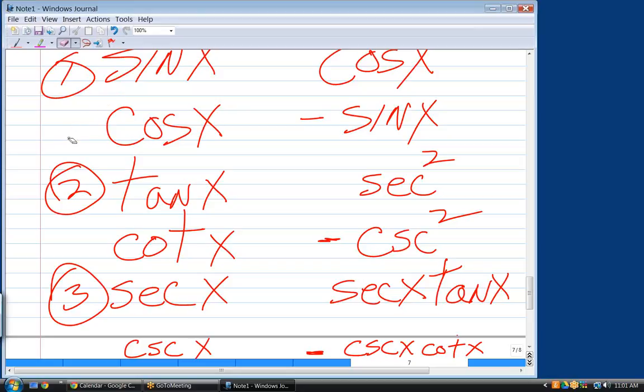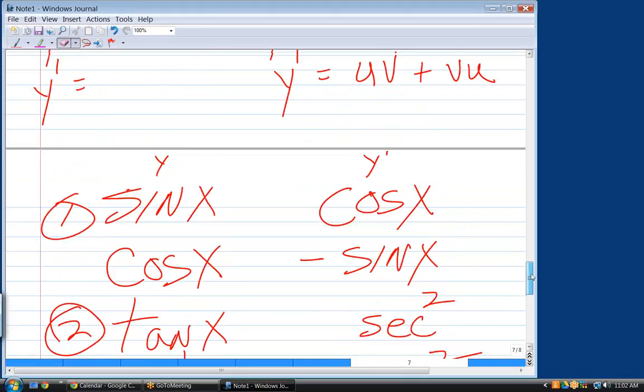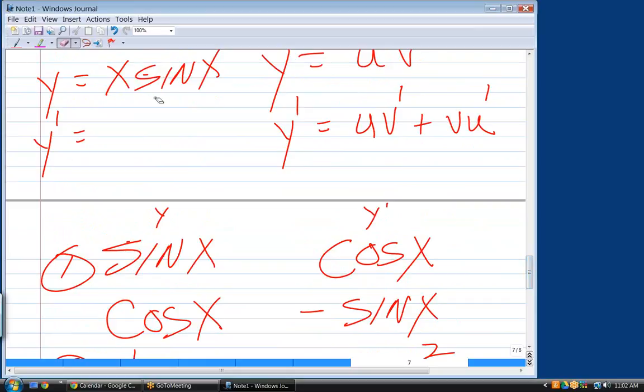Even though your calculus book may have an opening page that gives you all the key derivatives and integrals, you want to have those in memory, only because it comes up so often that you have to take the derivatives of these trig functions. Okay, all right, so let's go back and do this product rule.